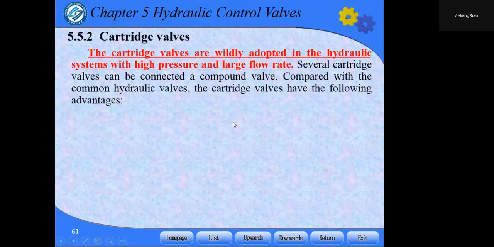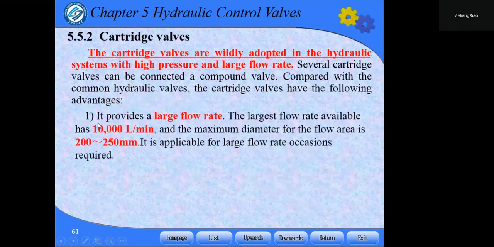The cartridge valves are widely adopted in hydraulic systems with high pressure and large flow rate. Several cartridge valves can be connected. A component valve, compared with the common hydraulic valve, cartridge valves have the following advantages. First advantage: it provides a large flow rate.